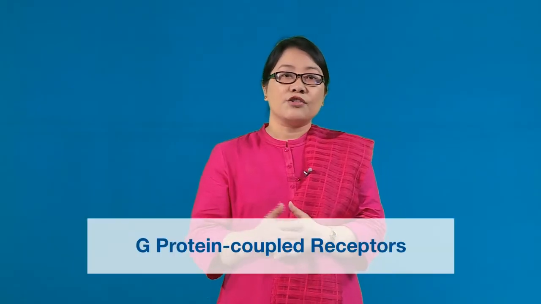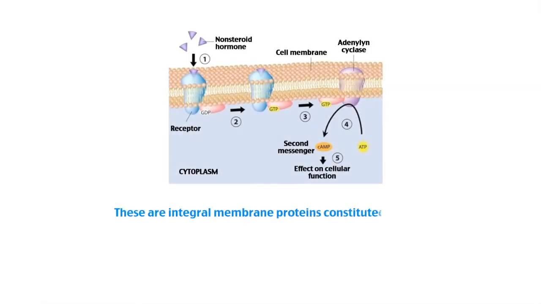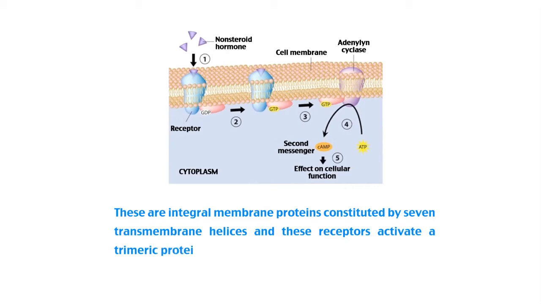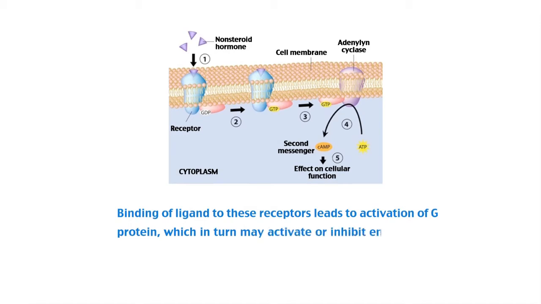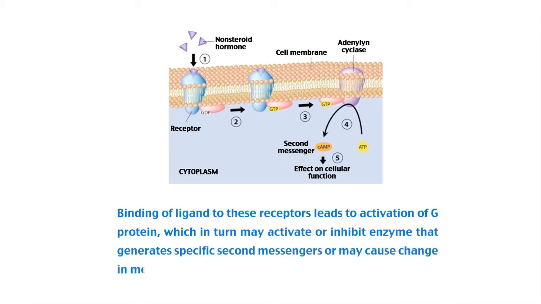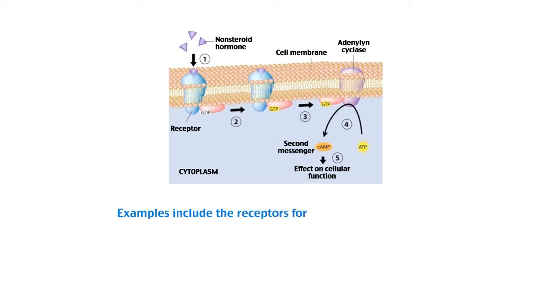The next are the G protein coupled receptors. These are integral membrane proteins constituted by 7 transmembrane helices, and these receptors activate a trimeric protein called G protein. Binding of ligand to these receptors leads to activation of G protein, which in turn may activate or inhibit enzymes that generate specific second messengers or may cause change in membrane potential by modulating ion channels. Examples include the receptors for epinephrine, serotonin, and glucagon.